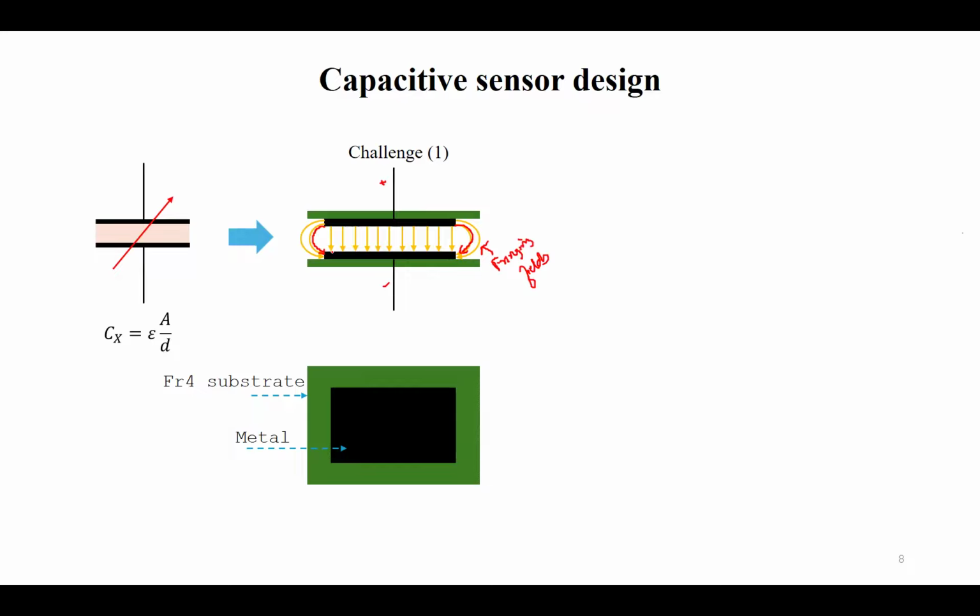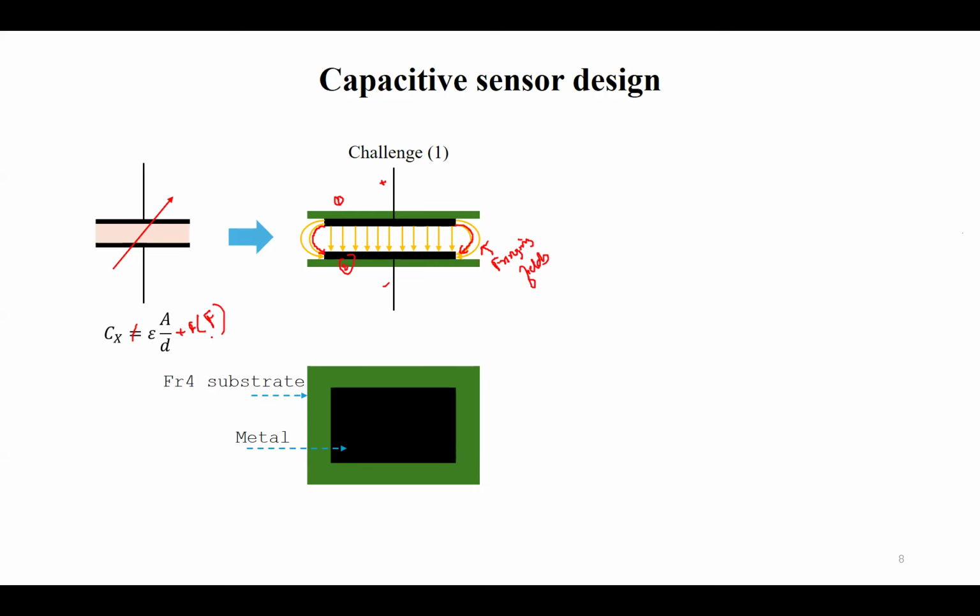Okay, so what happens in a practical case? Say, for example, in an ideal case, the electric field lines are perfectly perpendicular from the top plate 1 to 2. But in the practical case, there will be fringing field. So the actual capacitance Cx will change. The actual capacitance Cx won't be equal to epsilon A by D, right? It will be a function of this fringing field.